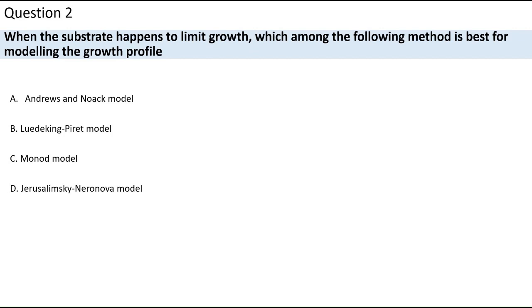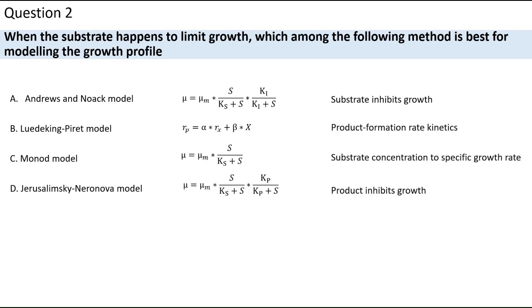Question 2. When the substrate happens to limit growth, which among the following methods is used for modeling the growth profile? So we saw the equations for all four last time. The Luedeking-Piret model is a product formation kinetics. The Monod model gives the relationship between substrate and the specific growth rate, but no idea about inhibition at all. Whereas the Jerusalimsky-Neronova model shows how a product can inhibit the growth of the organism, whereas the Andrews and Noack model shows the substrate inhibition on the growth. Okay, so the answer is the Andrews and Noack model.